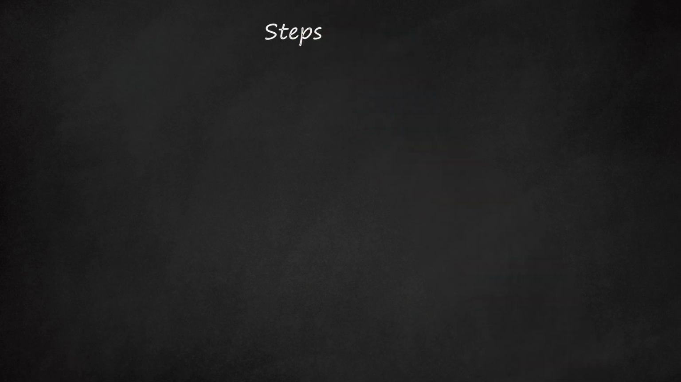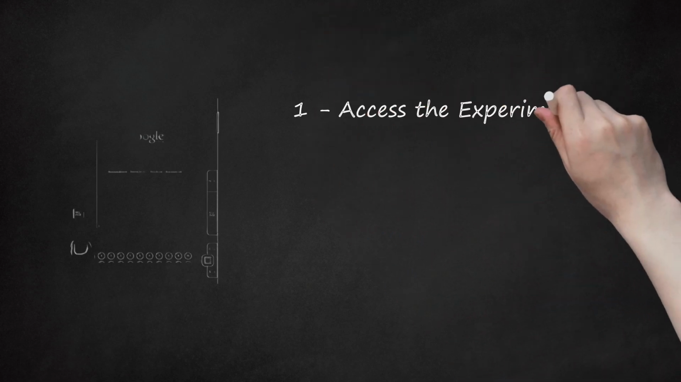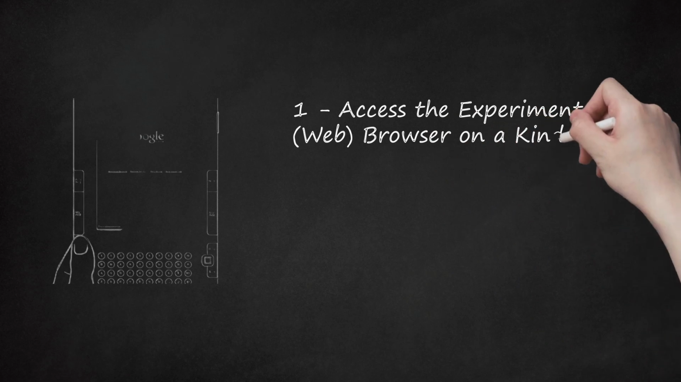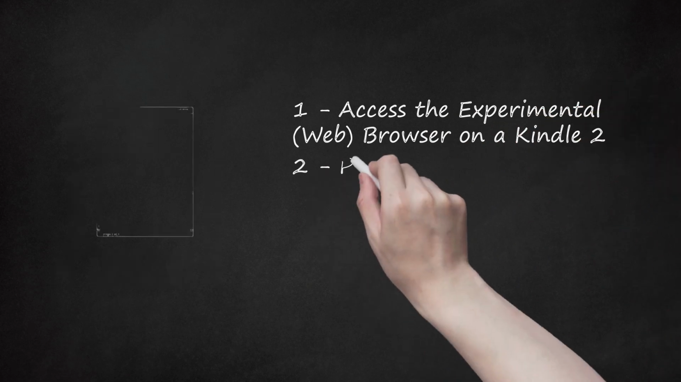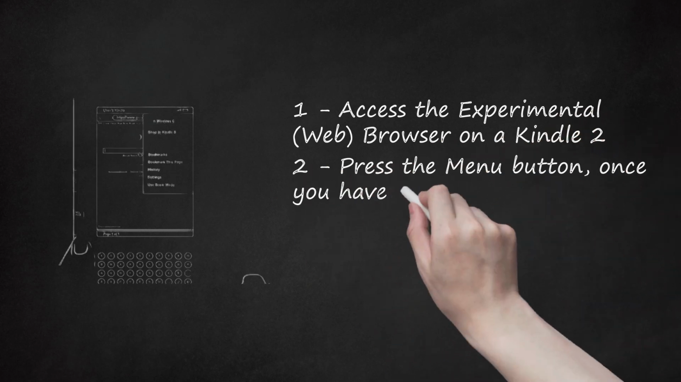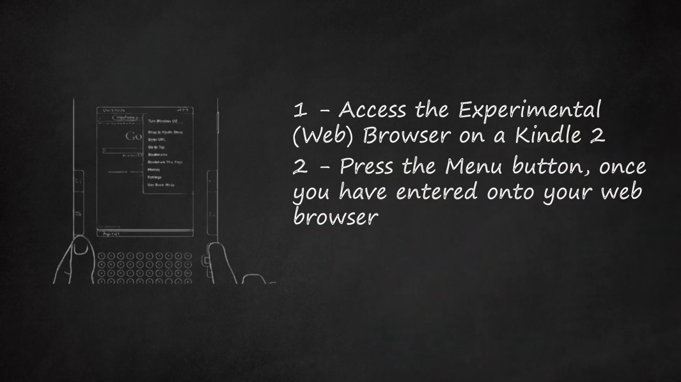Steps. 1. Access the experimental web browser on a Kindle 2. This should open the web browser. 2. Press the menu button once you have entered onto your web browser.